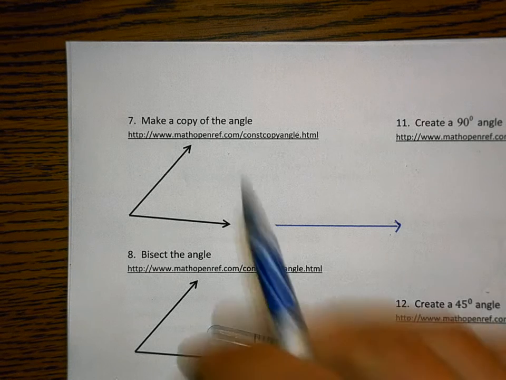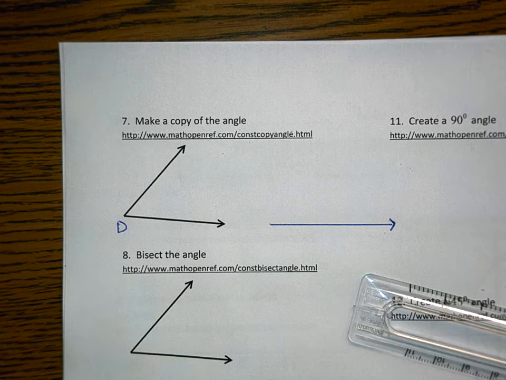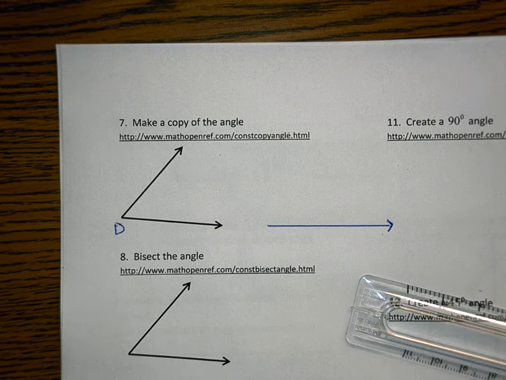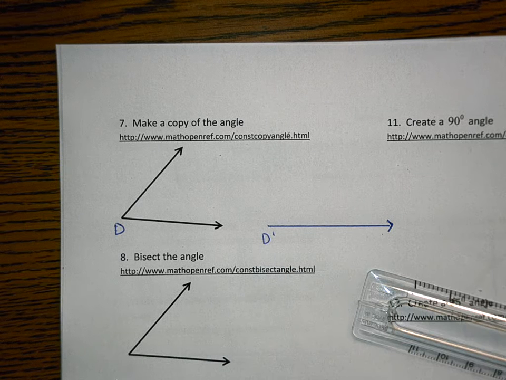Let's call this angle over here angle D, which means if this is angle D, what would the end point be called over here? D prime.